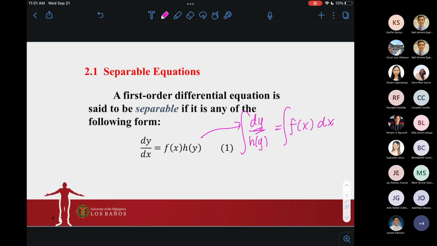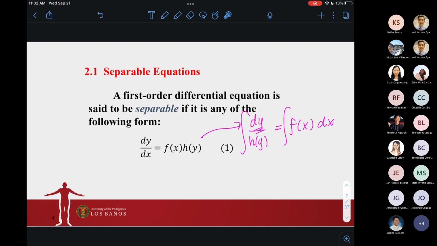And meron akong dy. Para mawala yung differential with respect to y, kailangan ko lang mag-integrate. Kasi pag in-integrate ko to, nawawala na yung dy. So dito, puro variable y na lang yung matitira, in the sense na wala na yung differential. Mawawala na yung derivative with respect to y. Ganun din naman sa kanan kasi mawawala naman yung differential with respect to x.